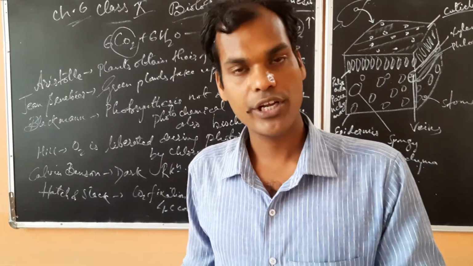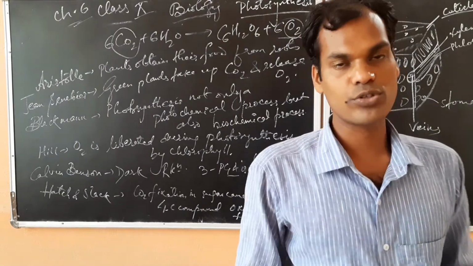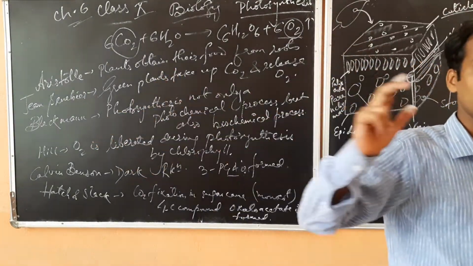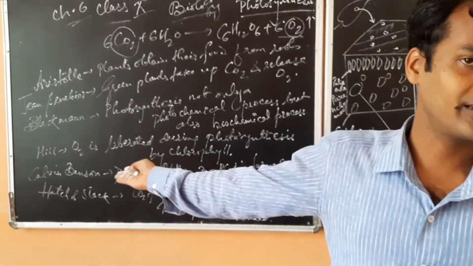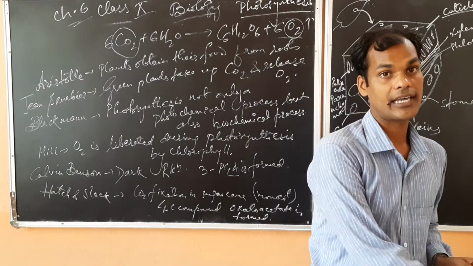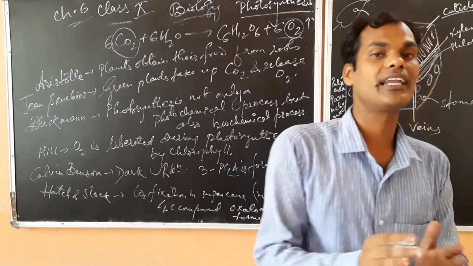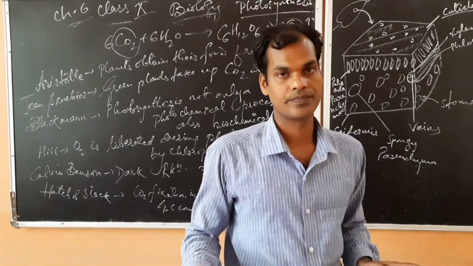In the next video we will be discussing the two types of reactions, the most important reactions of photosynthesis: the light reaction and the dark reaction, as was told by Melvin Calvin, the scientist who described the dark reaction. We have to study these two reactions, light reaction and dark reaction, in detail.